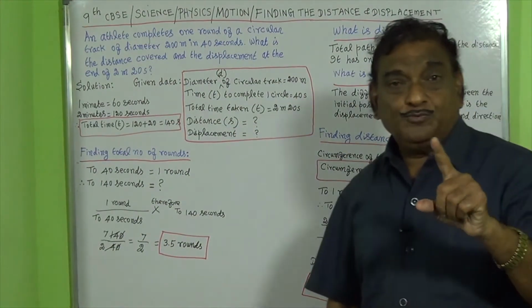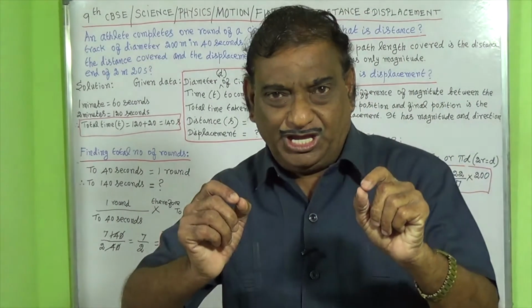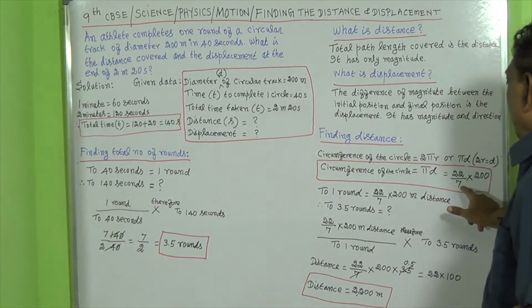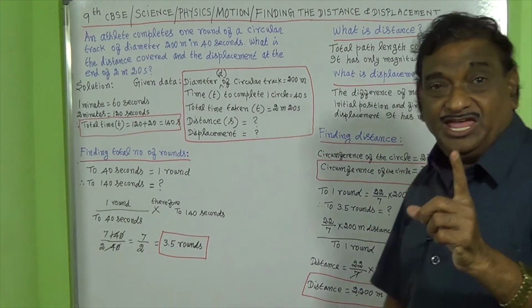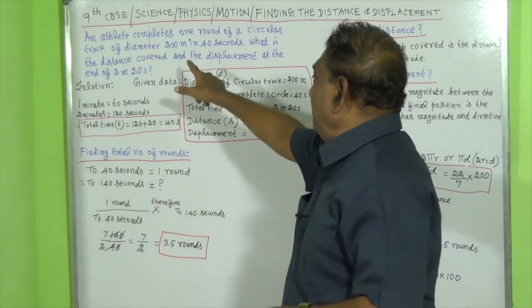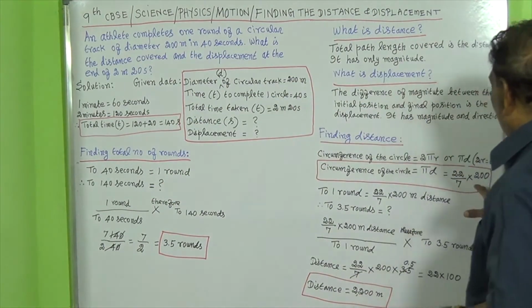What is the value of pi? The value of pi is 22 by 7, into what is the diameter given in the sum? The diameter is given as 200 meter. So, into 200.